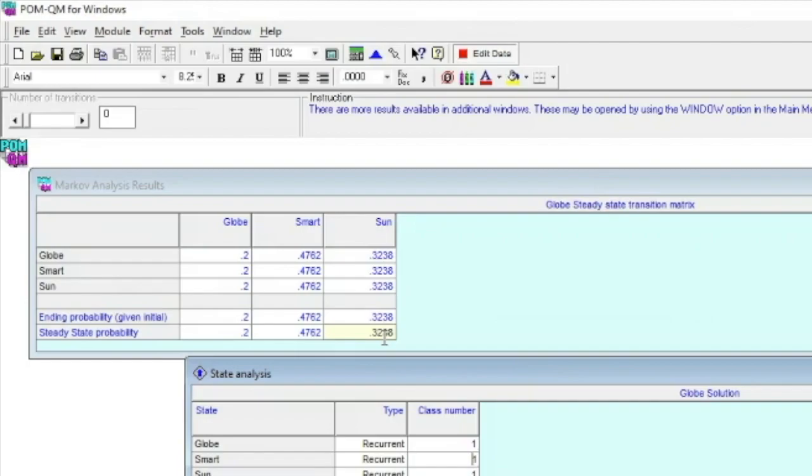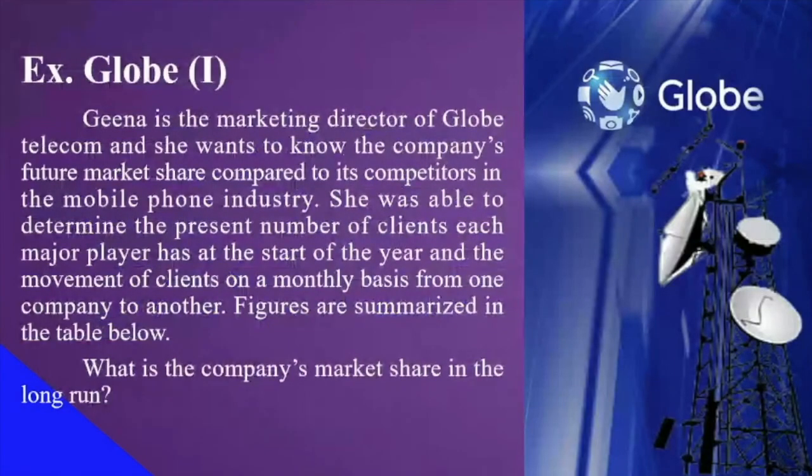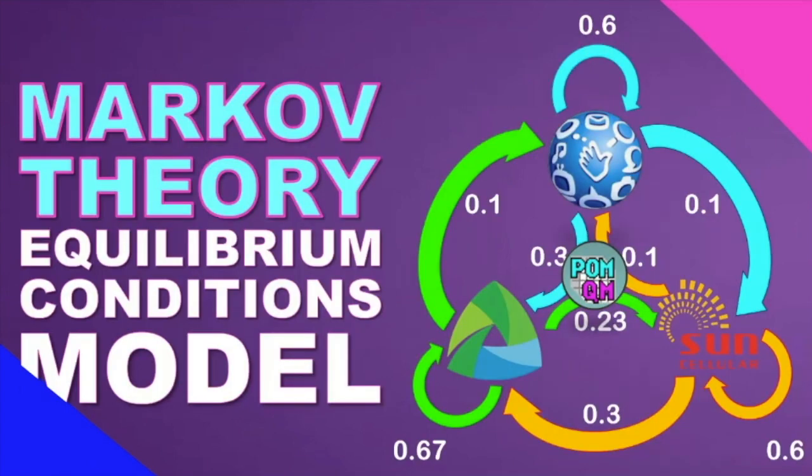So, let's go back to the problem. So, here's our problem. Toward the end, it asks, what is the company's market share in the long run? And those values given by our software are the answer. The largest is the probability for smart. That's it. Okay? So, I hope you appreciate our discussion regarding the application of the Markov theory, specifically model number 1, the equilibrium conditions model, in the POM-QM software.